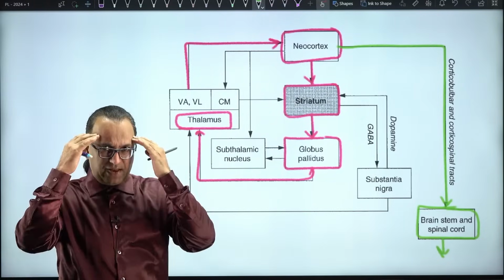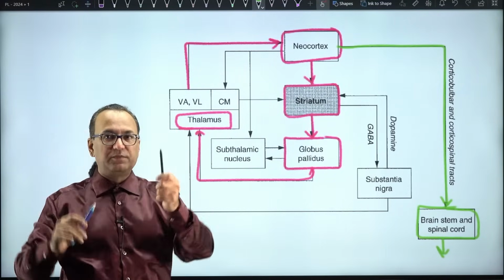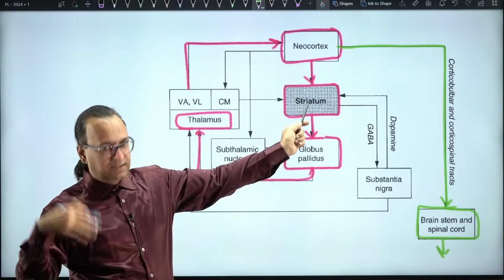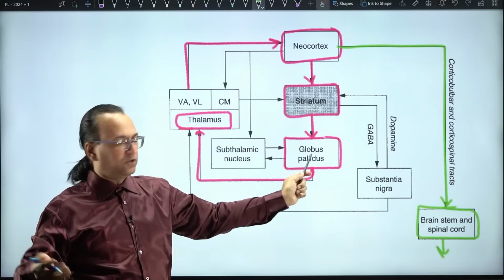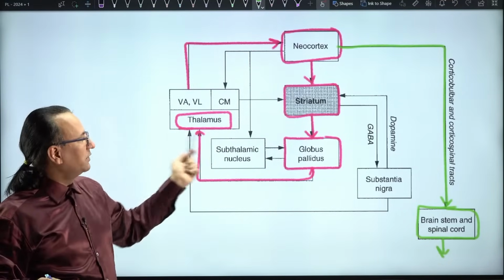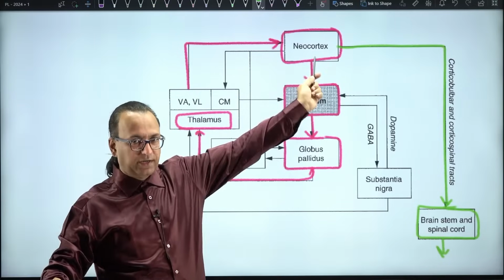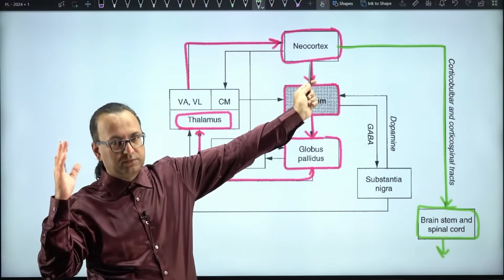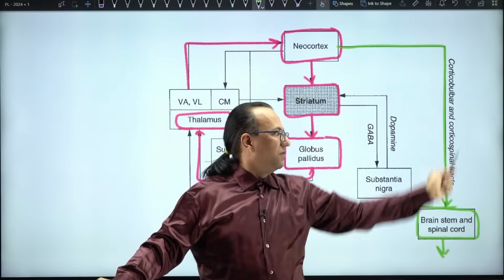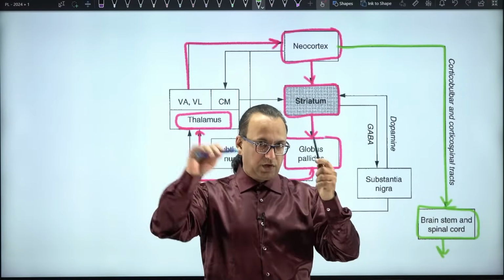So, first I will have the thought, I have to put thread into needle. That thought will come in the cortex. Cortex will tell that to striatum. Striatum will tell that to globus pallidus. Globus pallidus will tell that to the relay center, which is thalamus, and thalamus will tell it back to the cortex. Okay, planned. Now planned, do it. And then this was extrapyramidal system. Then the pyramidal system will work and you will do the actual movement.